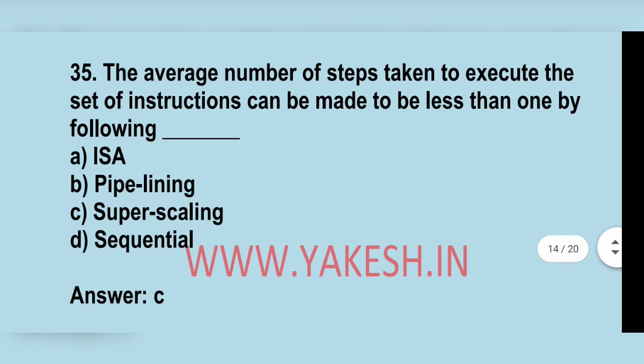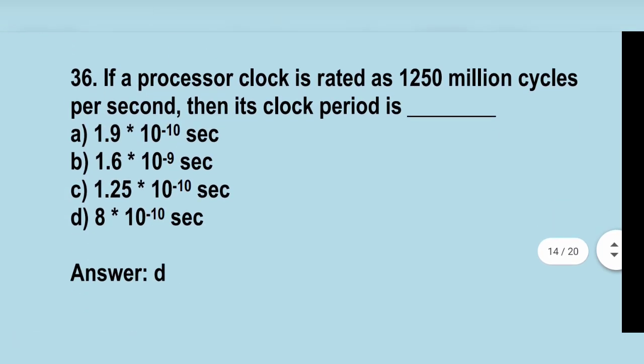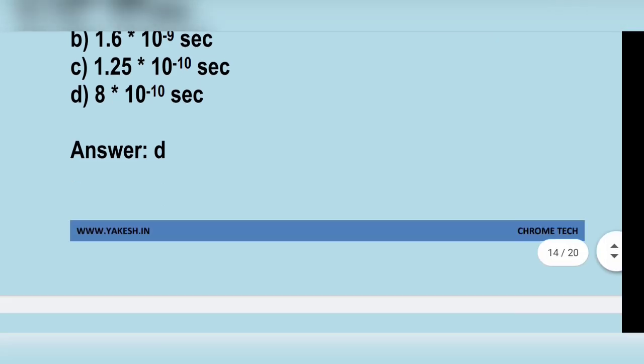The average number of steps taken to execute the set of instructions can be made less than one by following option C, superscaling. If your processor clock is rated at 1250 million cycles per second, then its clock period is option D, 8 into 10 to the power minus 10 seconds. Option D is the correct answer.